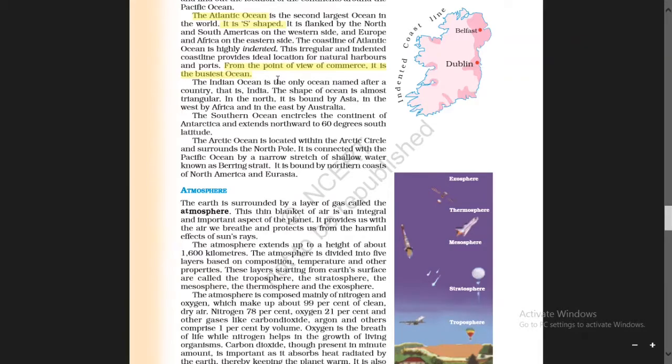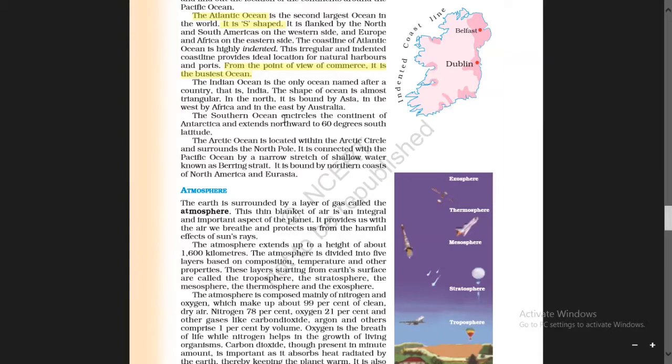The Indian Ocean is the only ocean named after a country, that is India. I've already told you. The shape of the ocean is almost triangular. Triangle you have already learned. So the shape of the Indian Ocean is almost triangular. In the north, it is bound by Asia, in the west by Africa, and in the east by Australia.